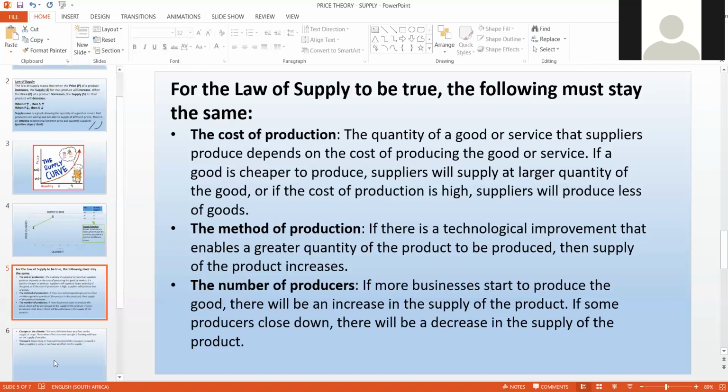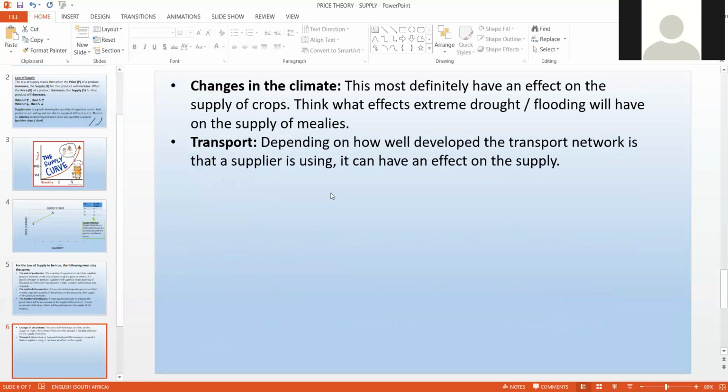Right, and then the last bit, which we've actually touched on as well, changes in climate. This most definitely has an effect on the supply of crops. Think what effects extreme drought or flooding will have on the supply of mealie. So for example, like we had with the packet of chips, if we have a very bad year with regards to crops, that can increase the cost of the raw material and affect the number of items that I will be able to supply to the market at a specific price.